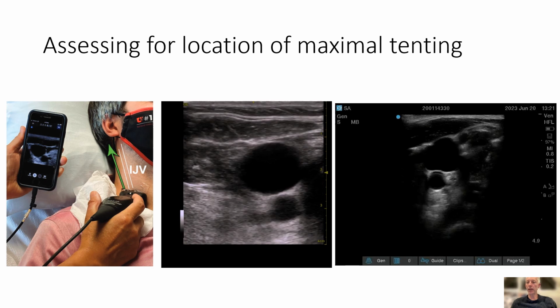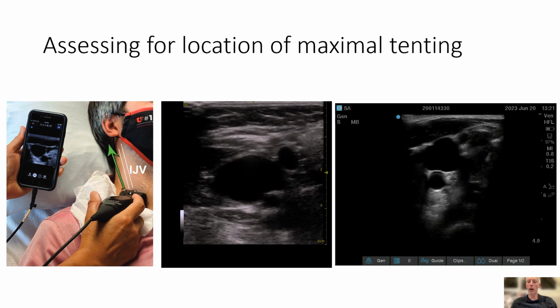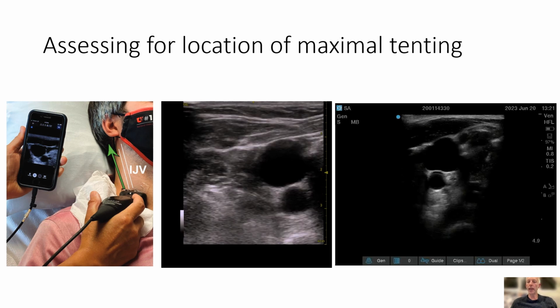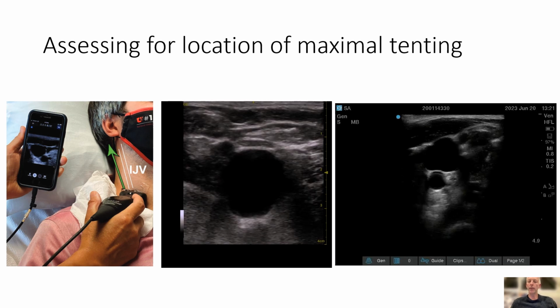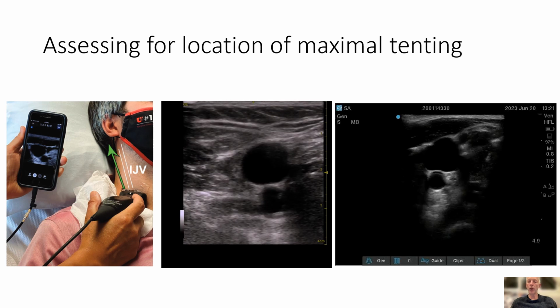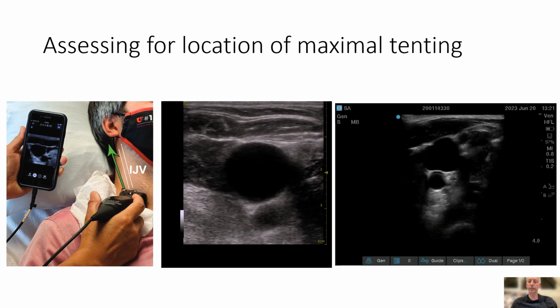Anatomically, the size of the IJ decreases as it traverses the neck towards the angle of the jaw. If this is the case, the head of the bed should be raised in order to bring the location of maximal tenting into view. If the patient is already sitting fully upright, the height of the JVP is beyond the angle of the jaw and not accessible by ultrasound.